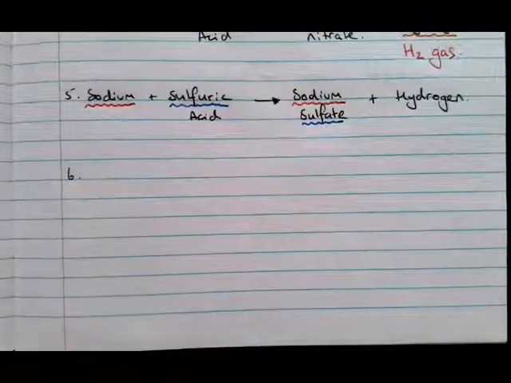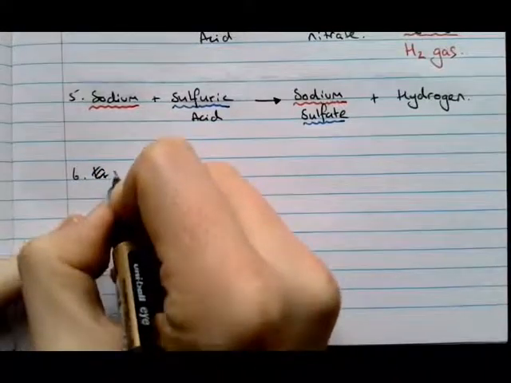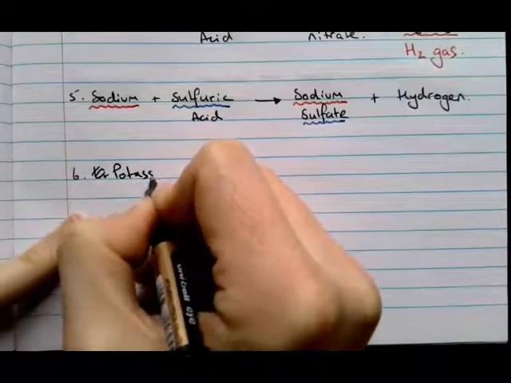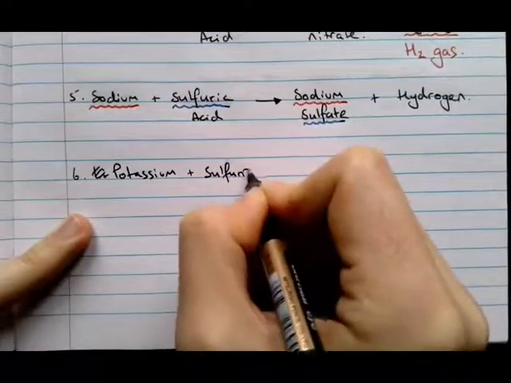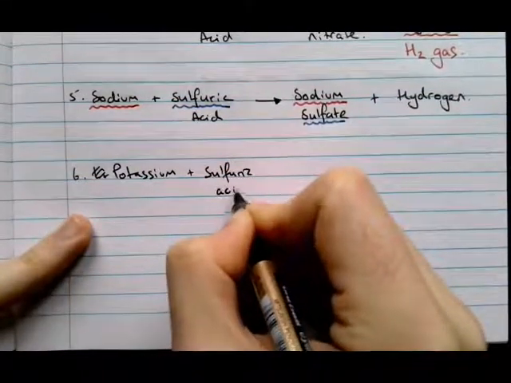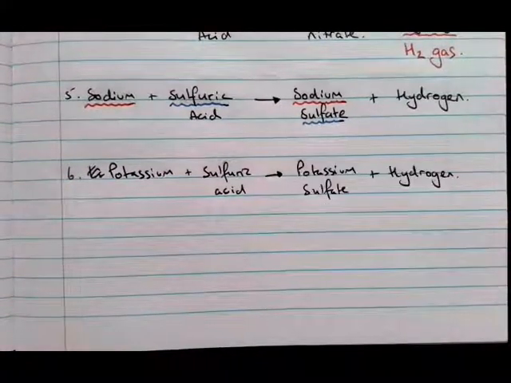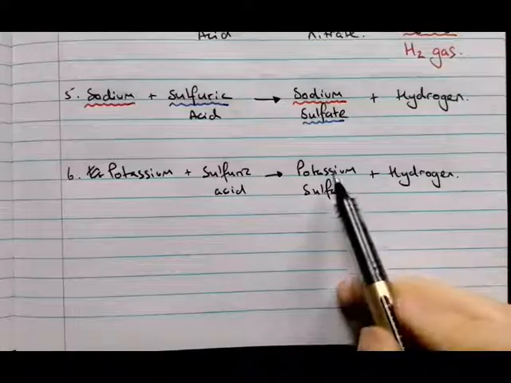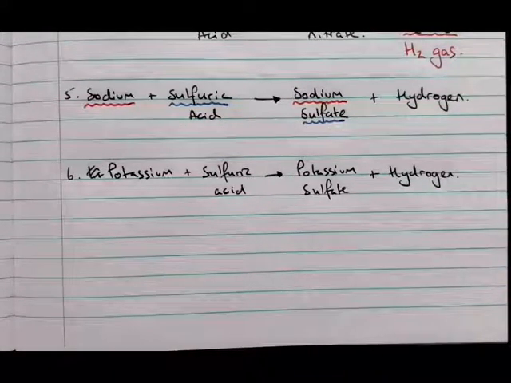So one for you to have a go at. Let's not do lithium, we've done that already. Let's do potassium plus sulfuric acid. What's that going to give me? Okay, yeah, so it just gives you potassium sulfate and of course your hydrogen. Nice and straightforward.